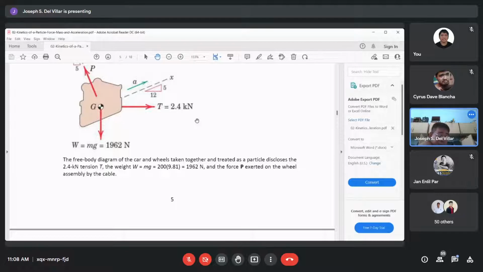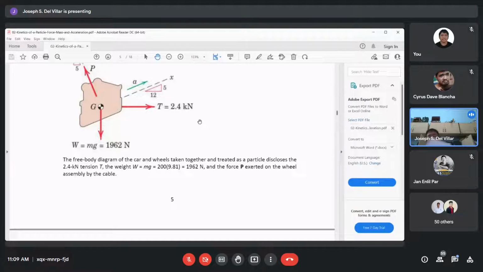Okay, nakuha nyo? 22.62 degrees below the positive x. There's the tension. And its complement, you subtract from 90. That is 67.38 degrees. That is the angle of the tension with respect to the y, its angle with the vertical. Such that when you add 67.38 and 22.62, it is a right angle. That is the fourth quadrant. Nakuha nyo?